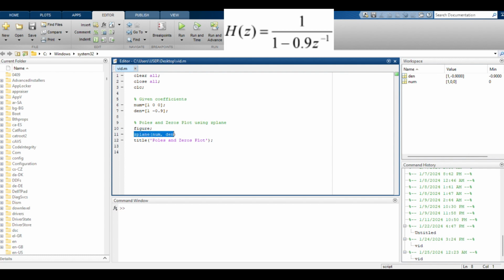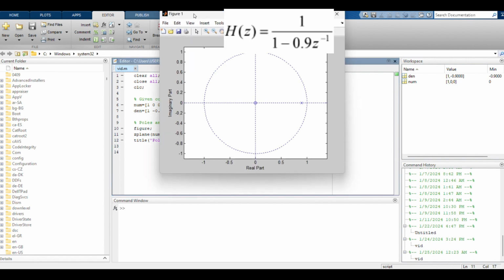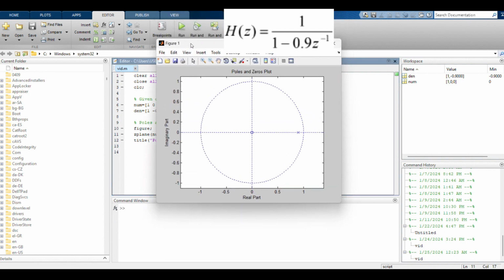We pass the two variables into the built-in MATLAB function zplane as numerator comma denominator. Then we hit run. A figure will be shown with circles as zeros and x as poles on the graph. And if you go to the top option and select data cursor, you will be able to know the coordinates of the zeros and poles.